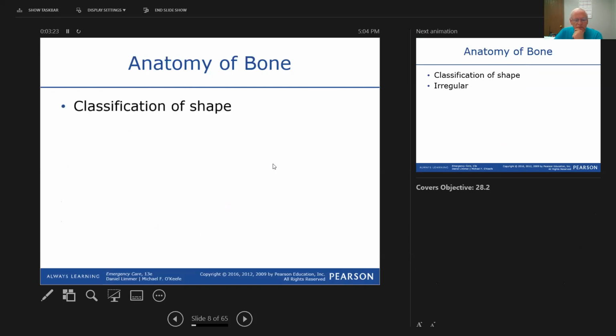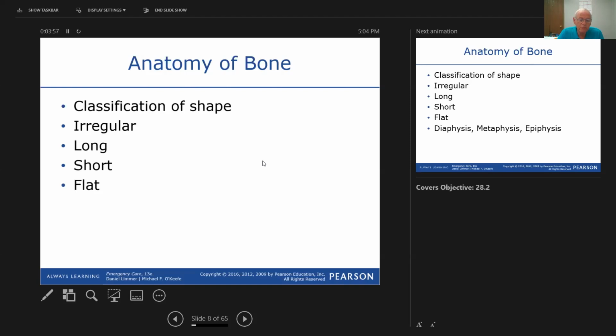So we can classify bones by their shape. We have bones that are irregular. And those would be, as an example, bones of the spinal column. We have long bones, like in our extremities, our upper arm bones, the humerus, radius and ulna in our forearms, femur in our upper legs, tibia and fibula in our lower legs. We have short bones, like the bones in the hand, okay? The carpals, the phalanges. And then we have flat bones. Flat bones would be like the sternum, the scapula, or shoulder blade.